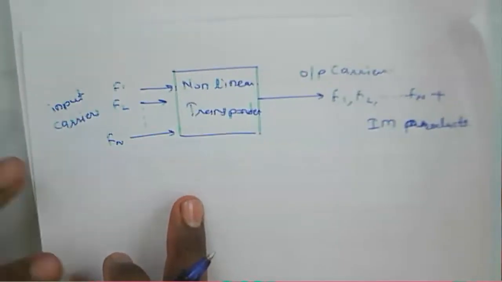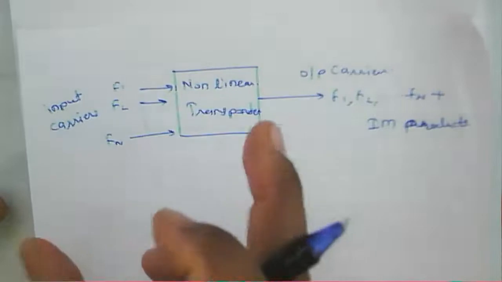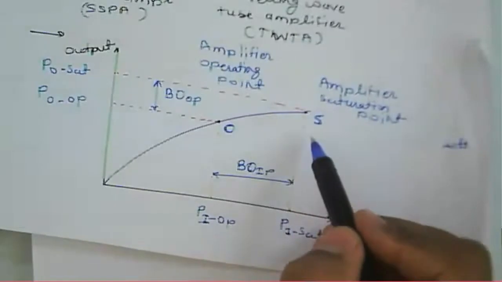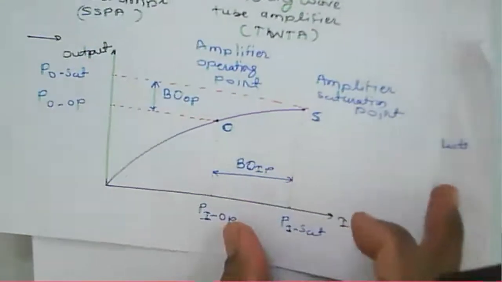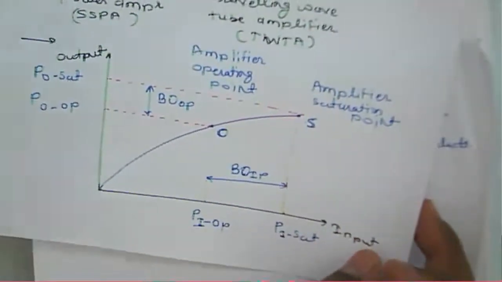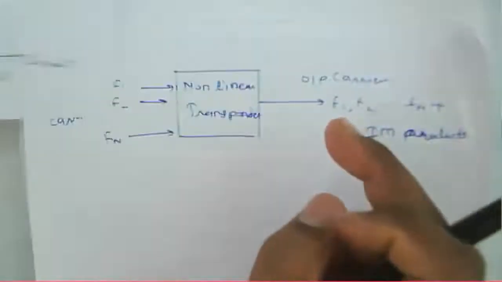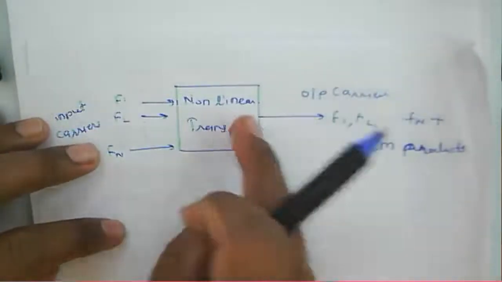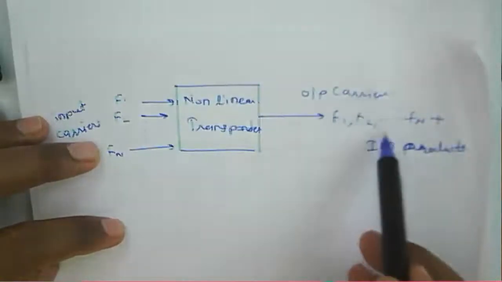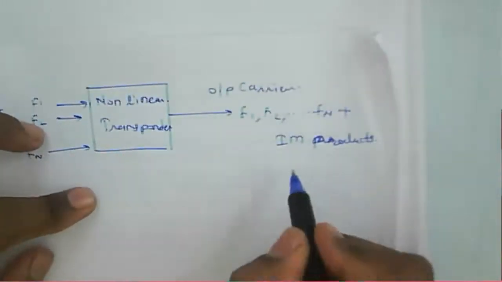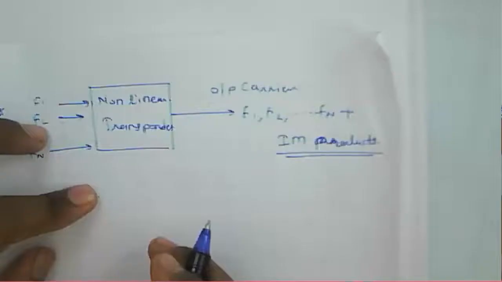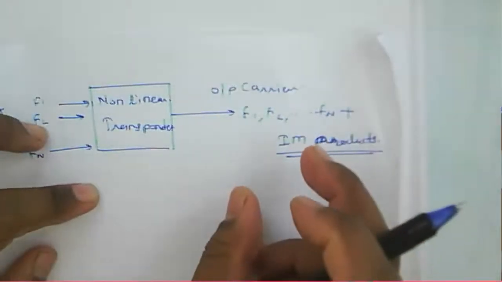Generally we can say that the saturated amplifier, at this particular saturated point, amplifier saturation point here, the saturated amplifier behaves like a mixer. Then it generates a sum and difference component. Means here output is nothing but output carriers, whichever the input carrier, plus, in addition to that, it has some IM products. That is called as the intermodulation product.